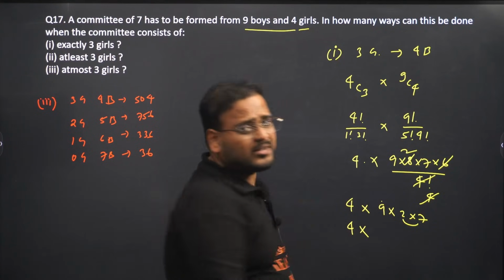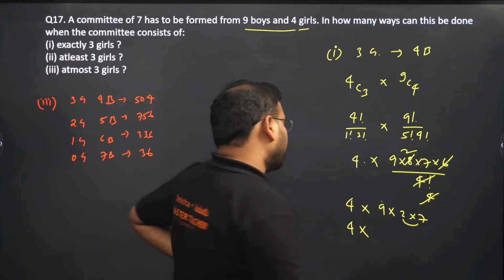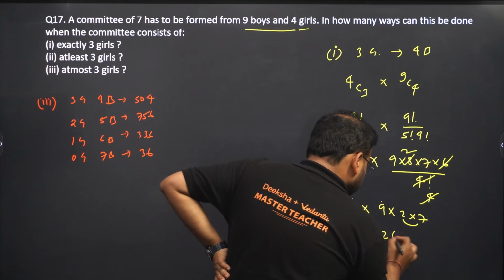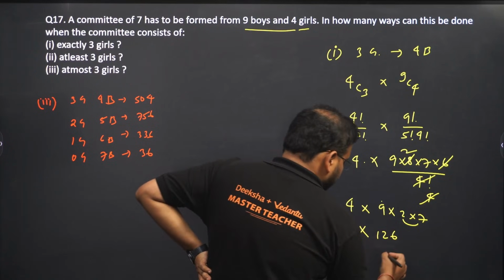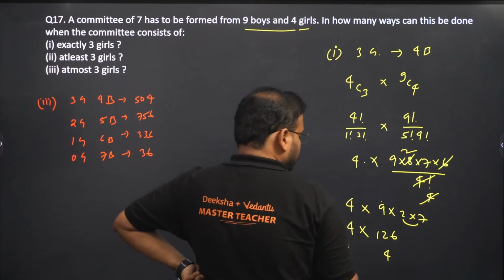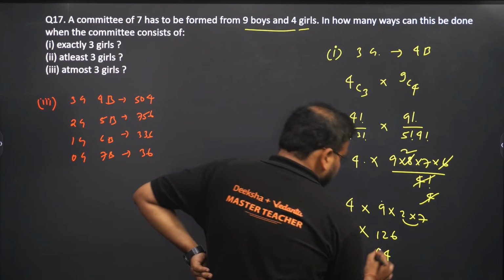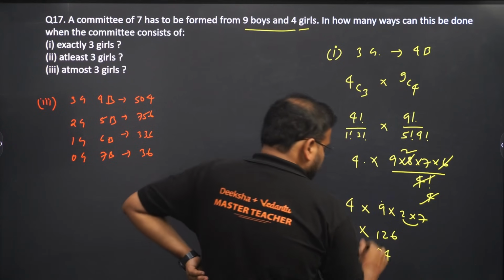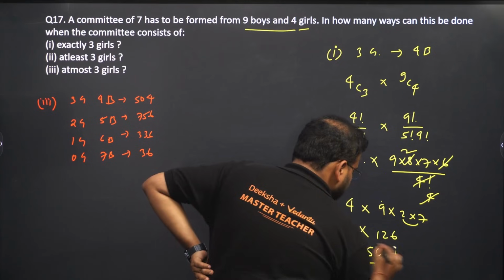14 into 9 will be what? 14 10s are 140. So 14 into 9 will be 126. So we get here 6 4s are 24, carries 2. 2 4 2s are 8 plus 2 is 10, carries again 1. 4 1s are 4 plus 1 is 5. 504 is the answer for the first part.